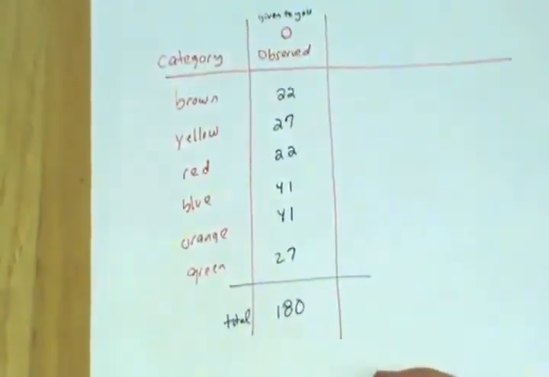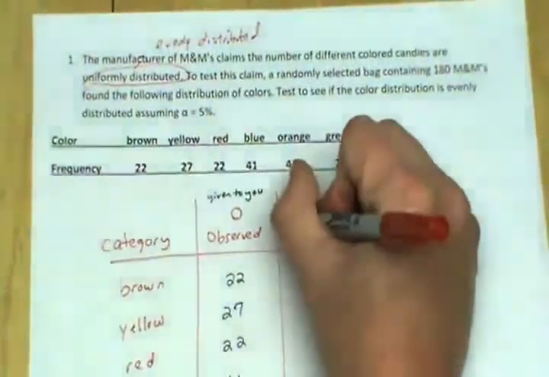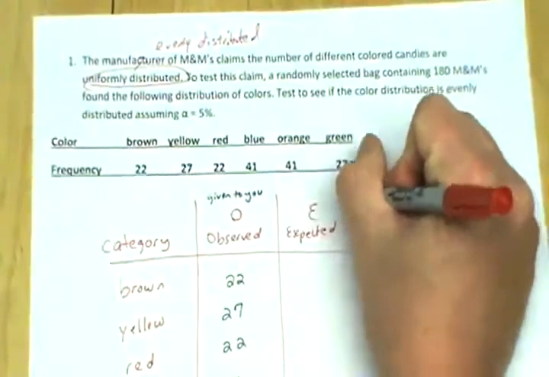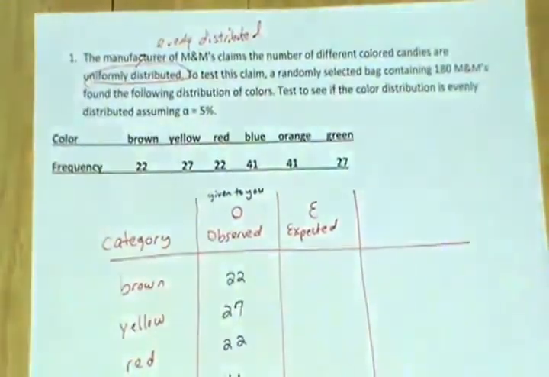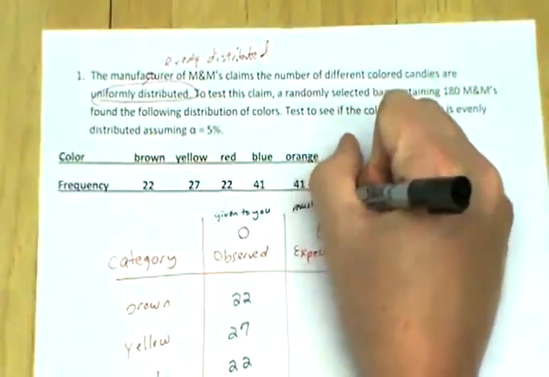Now there's a couple of hints here. I'm going to do that in just one second. The third column is always called the expected column, which is designated a capital E. This is the one you must find. You must find these values.